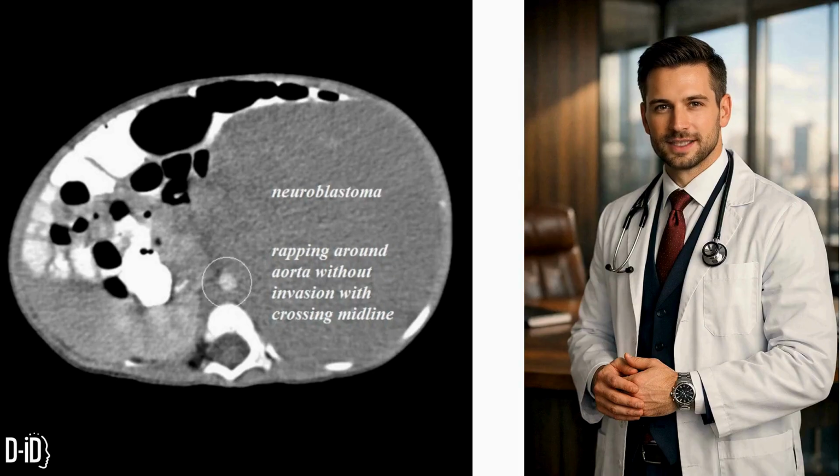Growth patterns: encasement versus displacement. Now, look at the vessels. This is the master key for residents. Neuroblastoma is a stealth grower. It is infiltrative. It likes to encase the aorta and the SMA, wrapping around them without necessarily narrowing the lumen. It crosses the midline frequently.